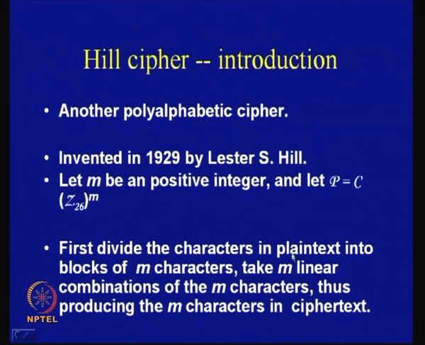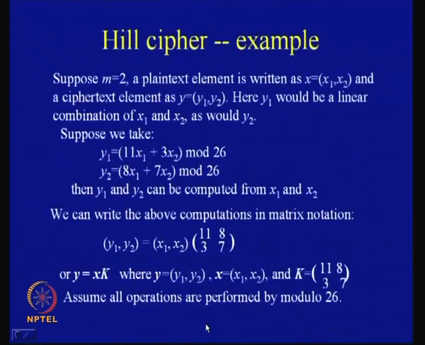First, divide the characters in the plain text into blocks of m characters. Then you take m linear combinations of the m characters, thus producing the m characters in the ciphertext. Mathematically it means like this. Let us take a small example where m is equal to 2.